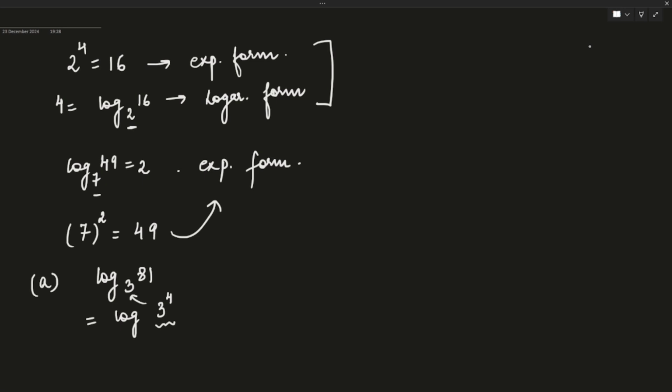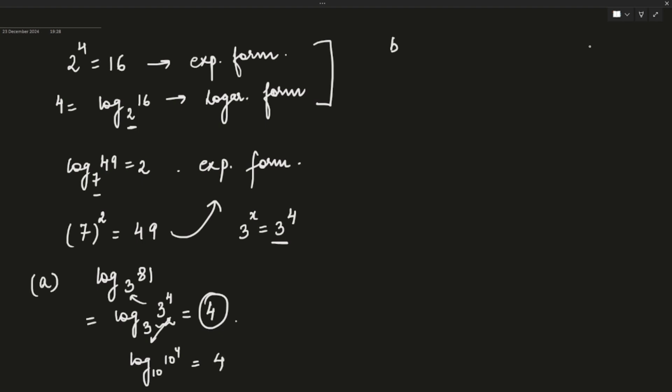So log of 3 to the power 4 base 3. When these two terms are the same, the answer is just the exponent. In other words, 3 raised to the power x is equal to 3 raised to the power 4. What should 3 be raised to get 3 to the power 4? So x is equal to 4. The answer of this is 4. In previous examples we were doing this, but now the base has been changed.